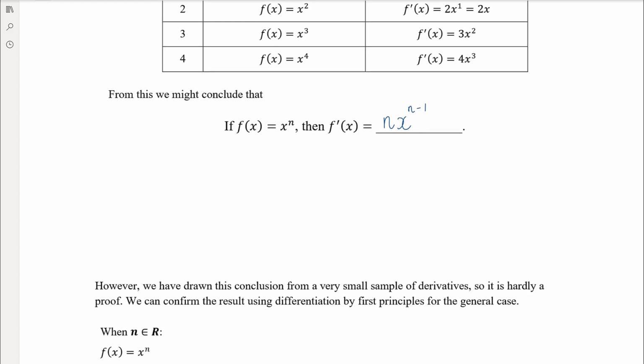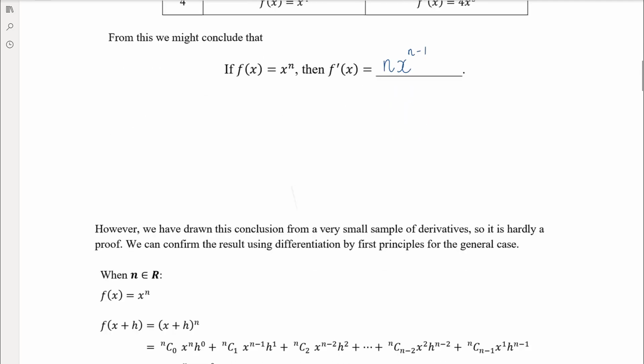Okay, so we've drawn this conclusion from a really small sample of derivatives, so it's hardly a proof. I'm actually going to be going through the proofs for most of the rules for differentiation. There is absolutely no way that you need to be able to replicate the proofs, but I want you to have an understanding that these rules don't come out of nowhere, okay?